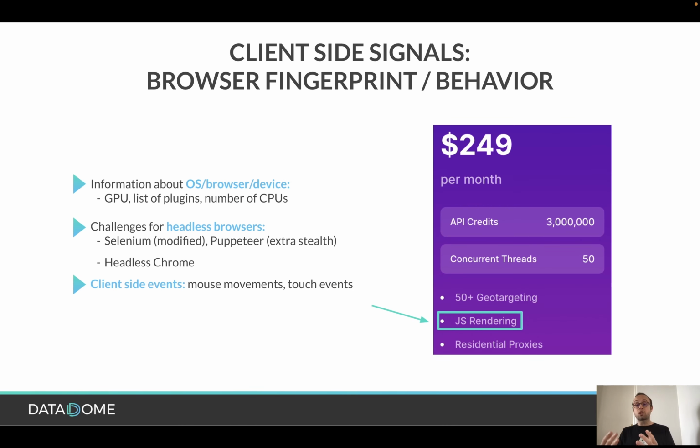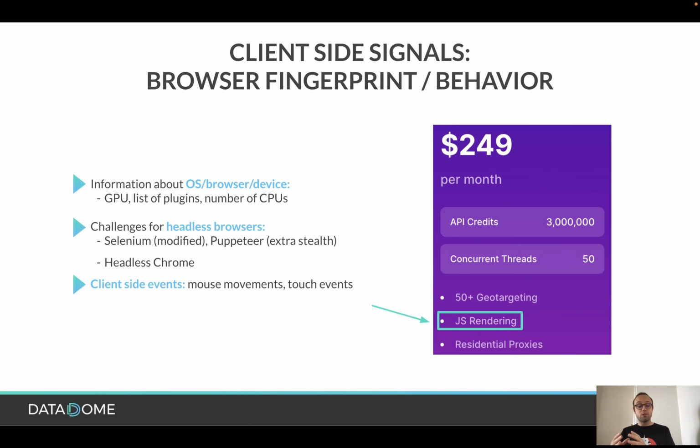We can also leverage client-side to collect more signals, such as browser fingerprints or behavioral signals. It enables us to collect information about the GPU brand, for example, the list of plugins, but most importantly, we can collect specific challenges that can quickly detect headless browsers and automated browsers. It helps to detect, for example, Selenium or modified Selenium, Puppeteer or modified Puppeteer, such as Puppeteer Extra Stealth, as well as the main headless browsers, such as headless Chrome.